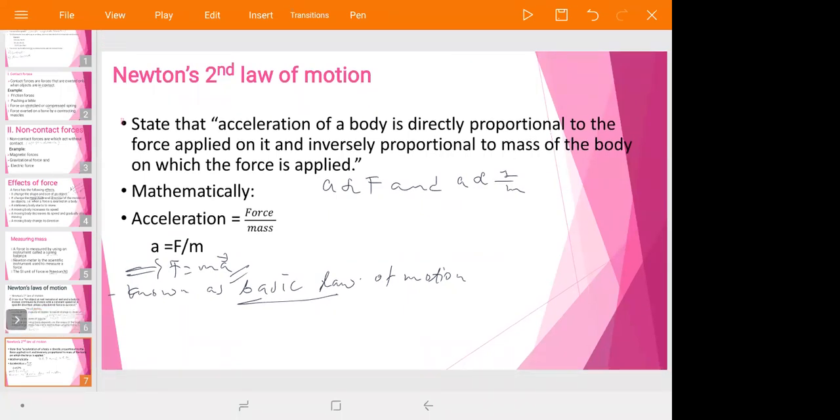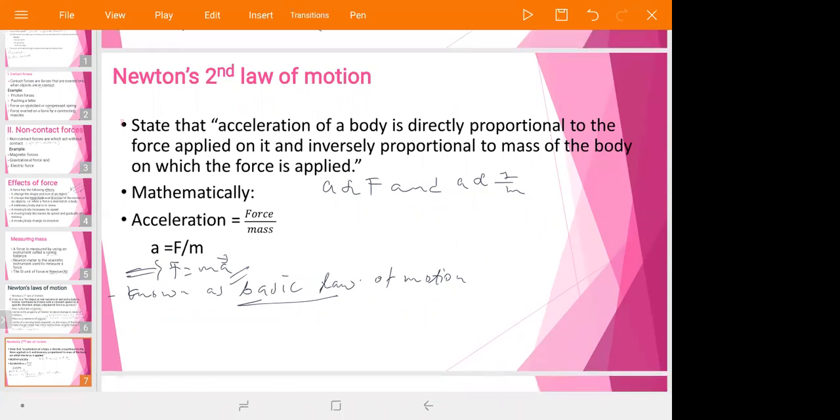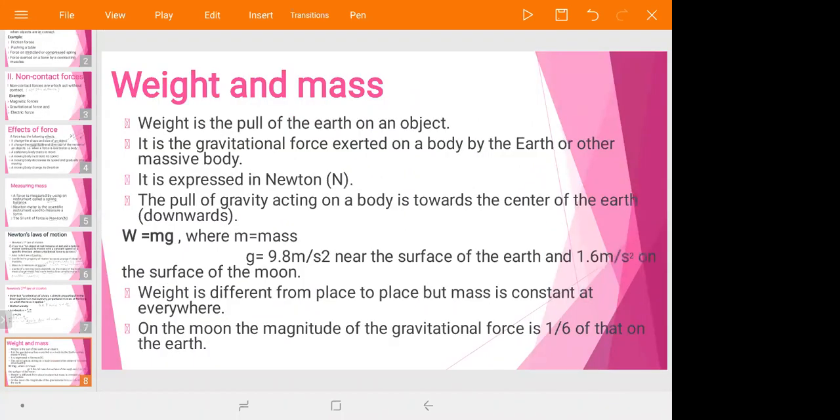weight and mass. What is weight? What is mass? We have seen mass previously when we measured mass. But in this case, weight varies from place to place. Mass is constant at every place. Weight is a type of force.